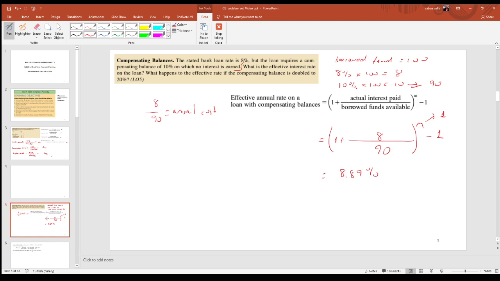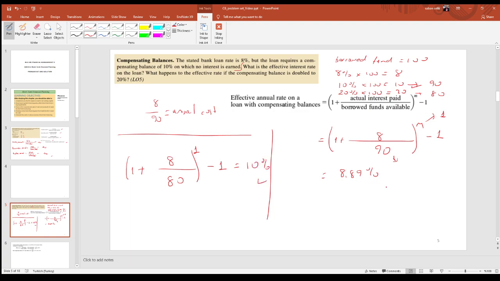In the second part of the problem, it says, what if the compensating balance is doubled? So again, 1 plus 8 will remain the same, but here 90 will be 80. How? Because instead of a 10% compensating balance, now we have a 20% compensating balance. So this is going to be 20. 100 minus 20 will be equal to 80. So from this, you will find your interest, which equals 10%.